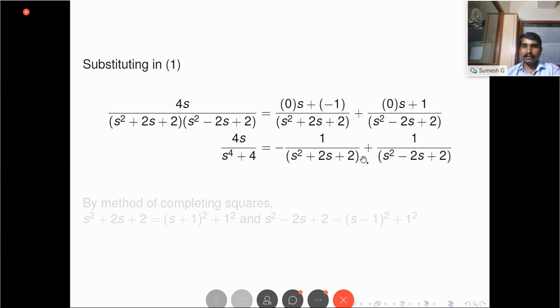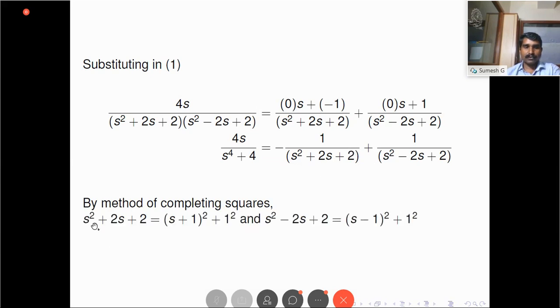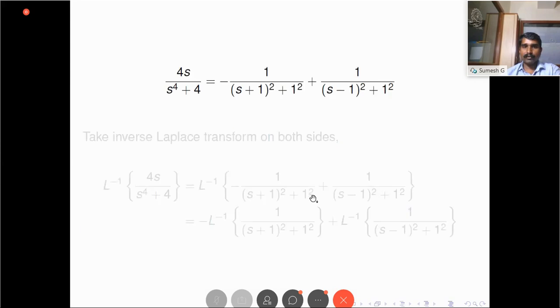Now consider the denominator of the RHS term. It is not factorizable. So we have to apply the method of completing the square for these two terms. So s square plus 2s plus 2 can be written as (s plus 1) whole square plus 1 square. S square minus 2s plus 2 can be written as (s minus 1) whole square plus 1 square. Substitute these values to obtain the expression like this. Now we can find the inverse Laplace transform.